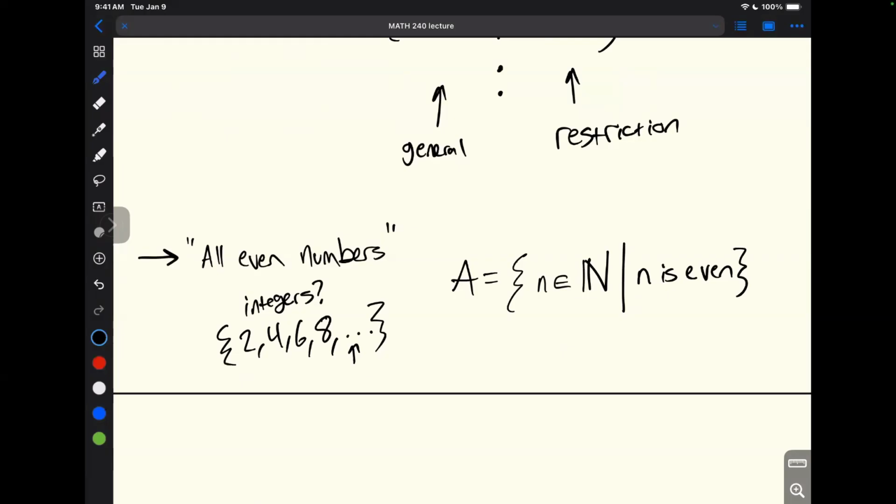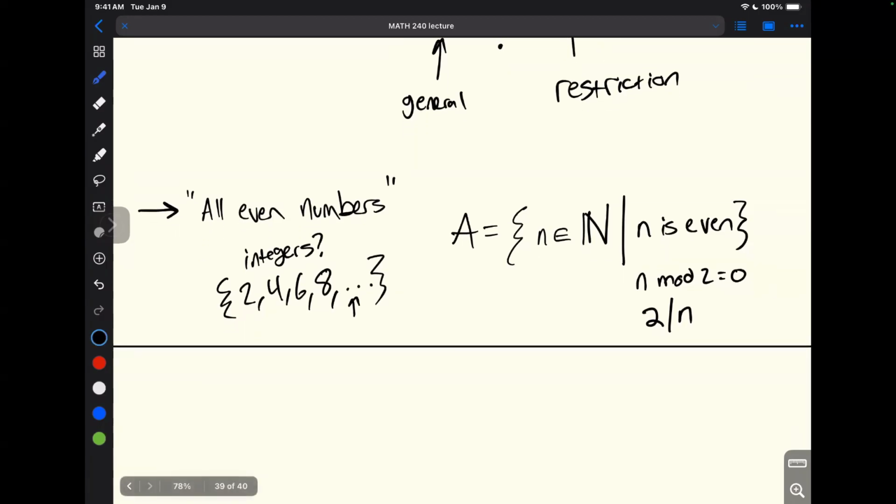There's a lot of different ways I could have written this right-hand side. I could have said n mod 2 equals 0, n is divisible by 2, or 2 divides n. There's a lot of different ways we can express this. And you can use words in set builder notation, like n is even. So the key is to practice being concise and specific to get us what we want.